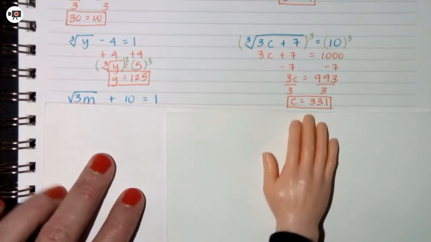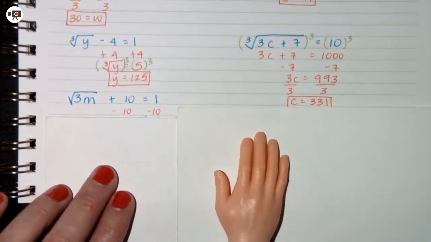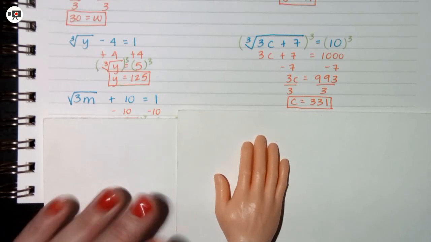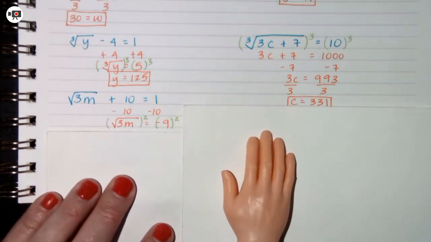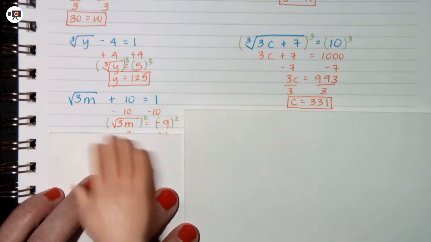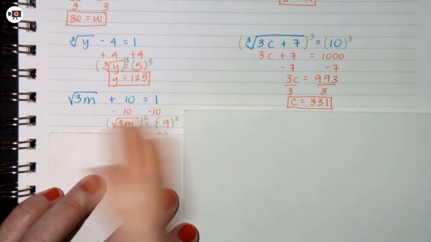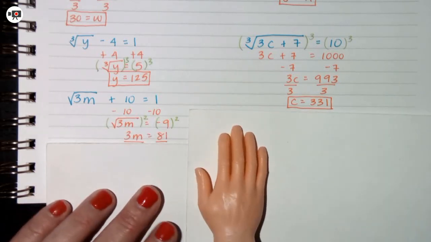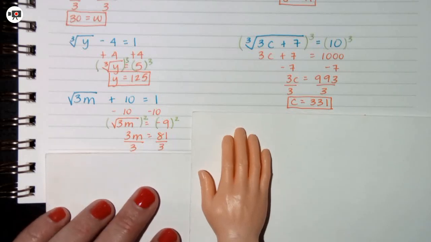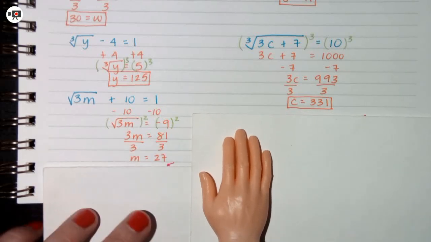Here I have square root of 3m plus 10 equals 1. So to get my radical expression by itself, subtract 10 on each side. Then I square it, because the index here is a 2, so square it and they cancel. To get 3m is 81, divide each side by 3, and m is 27.